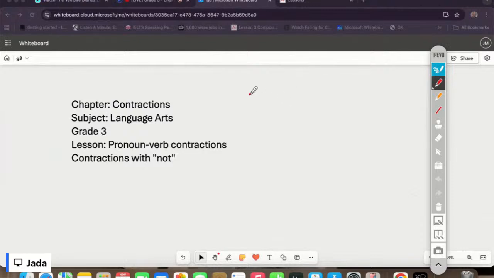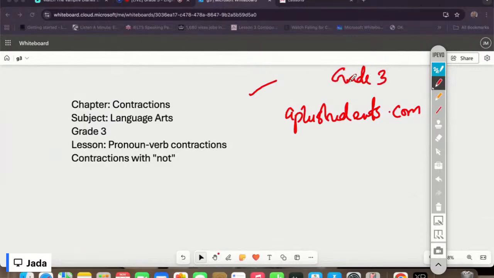Today we will have contractions. So first you have to log in using aplusstudent.com. Click on your name, move on to language at the grade 3. Chapter contractions, lesson is pronoun verb contractions, contractions with not.